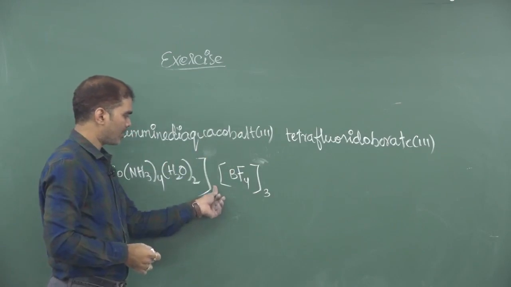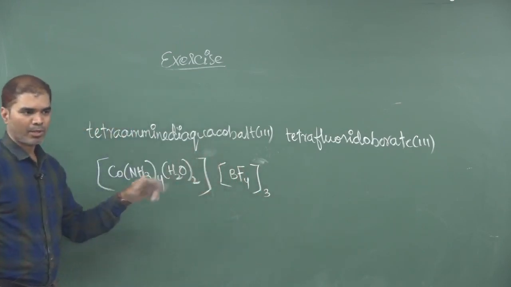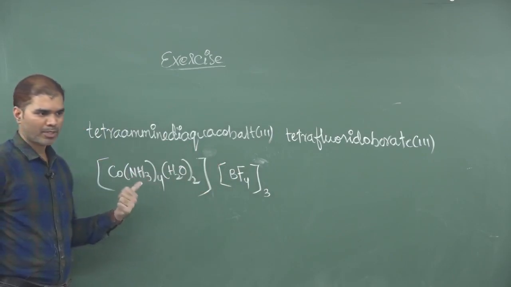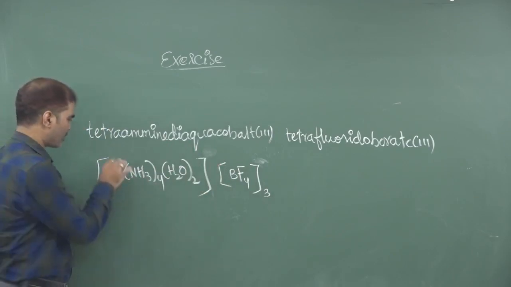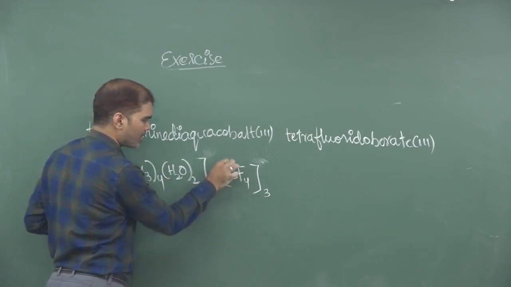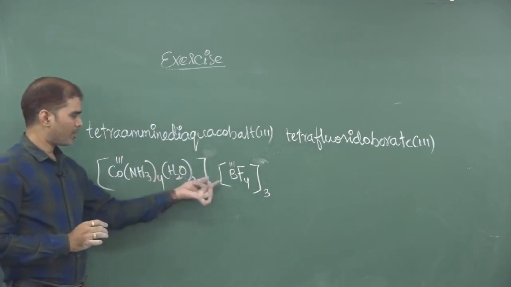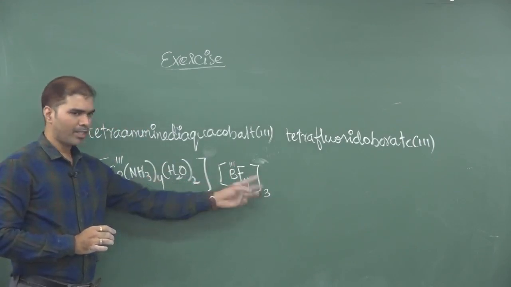Altogether how many negatives are there? 4 times 3, 12 negatives are there. So how many positives must be present? 12 positives. Cobalt is in 3, and 3 borons, each boron is in 3. So 3 into 3, 9 plus 3, 12, balanced. So what is the formula? Here it is only 1, but here it is 3.